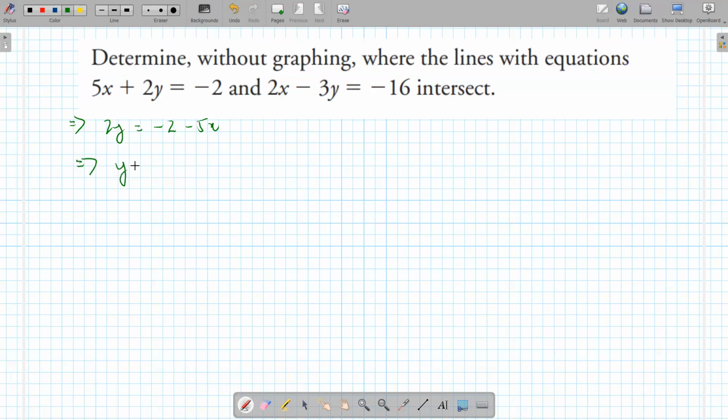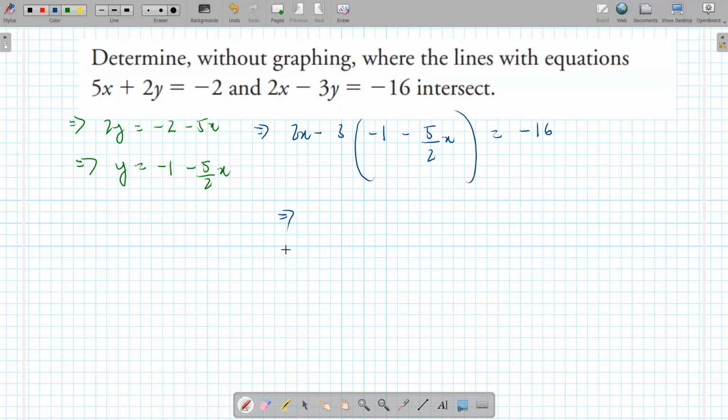So that means y is going to be negative 2 over 2, which is negative 1, and negative 5 over 2 is just negative 5 over 2x. That is what our y is. Okay, we've solved for one variable in terms of the other. Next, you're going to plug this y into the second equation right here. That's the substitution component. It's going to end up looking like this: 2x minus 3 times (negative 1 minus 5 over 2x) is equal to negative 16.